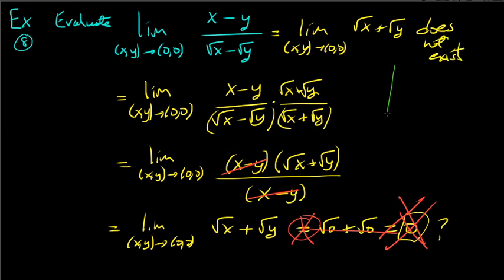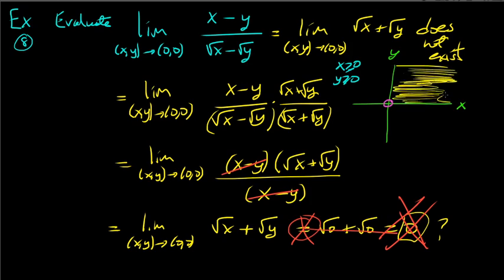So let's draw this out. Let's draw out the domain here. We're approaching 0, 0, which is the origin. It's right there. And what am I allowed to plug in for x? Well, because you're taking the square root of x, that tells me that x has to be positive, or at least non-negative, right? And the same is true for y. y has to be non-negative.